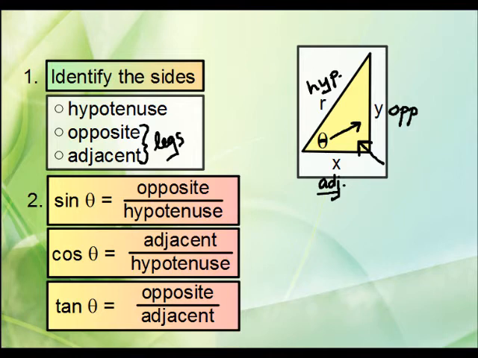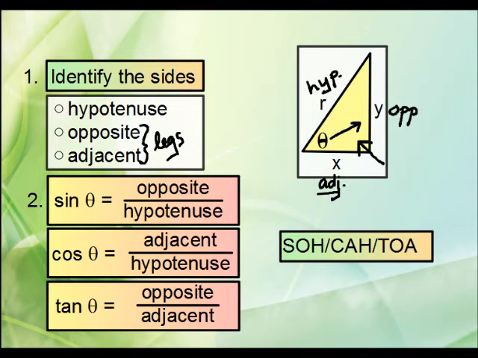So what are the three trigonometric ratios? Well, they are the sine, the cosine, and the tangent. And these are the definitions for their ratios. The sine is the opposite side over the hypotenuse. The cosine is the adjacent side over the hypotenuse. The tangent is the opposite over the adjacent.